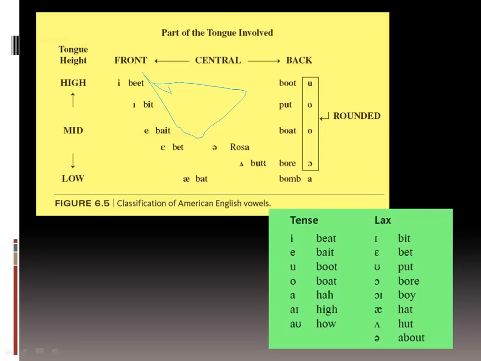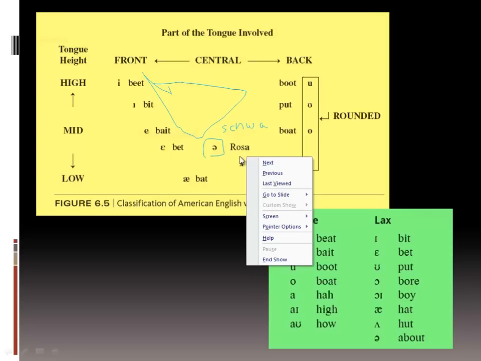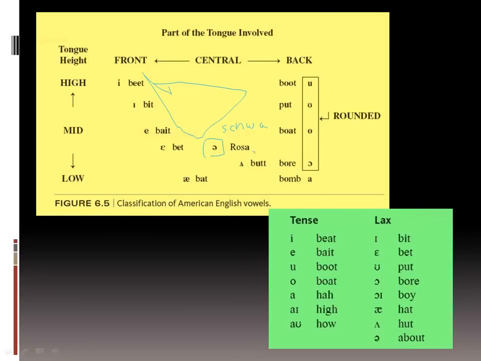Okay, and if you go to the middle part, when your tongue is in the most neutral, relaxed position, you have something called the schwa. This is very important, so I want you to remember its name, schwa. As in "Rosa" or "sofa." You almost cannot hear it because it's so relaxed. Rosa, sofa, like that. But you can hear it, right?